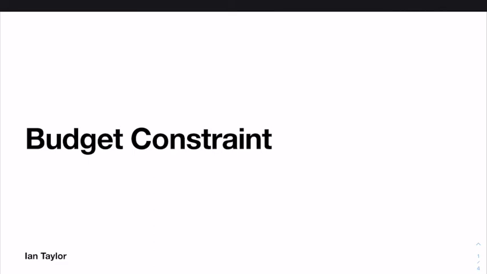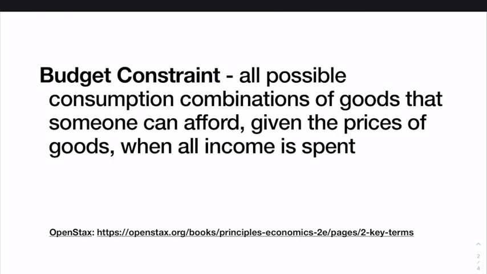In this video, you're going to learn about the budget constraint. The budget constraint shows us all possible combinations of goods that someone can afford given the prices of goods when all income is spent. You deal with your budget constraint every day that you go shopping. And here we're going to use a much simpler version to explain what this budget constraint is in a graph form.